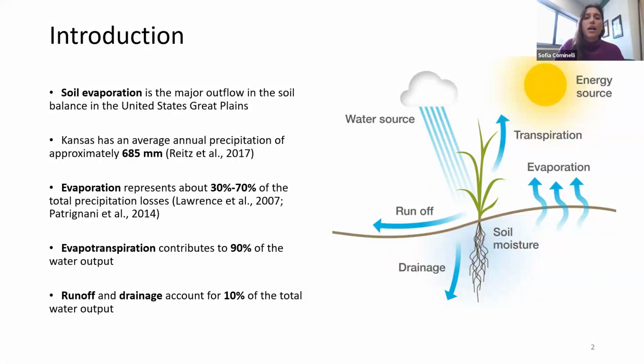There are other outflows of water in the soil-water balance, like runoff and drainage, that together account for 10% of the precipitation loss. And another output of this soil-water balance is the transpiration process. But this process is linked to biomass production. So if we want to develop management practices in order to shift these non-productive evaporative losses into transpiration, first, we need a simple and a reliable method to estimate the soil evaporation.